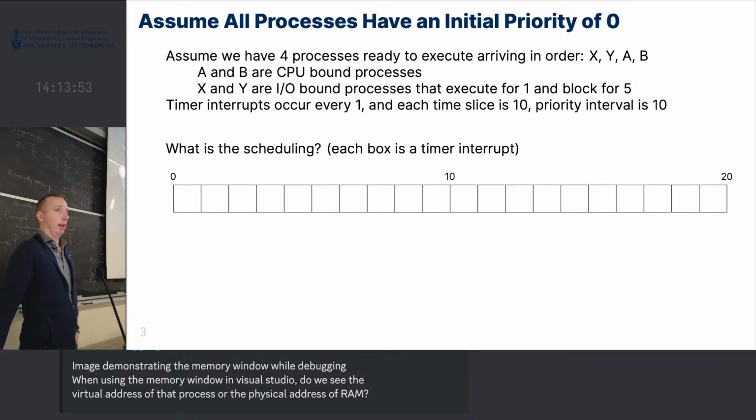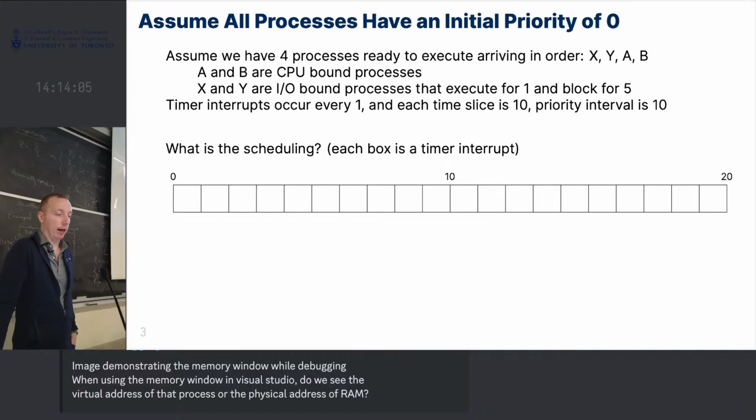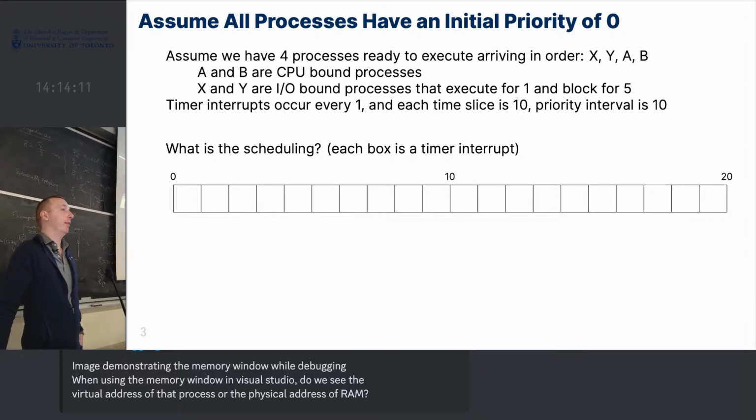So this would be an example. We have 4 processes ready to execute in arrival order X, Y, A, B, and then we have CPU and IO bound processes. A and B are CPU bound processes, which means they just want to execute on the CPU. They will use as much time as you will give them.